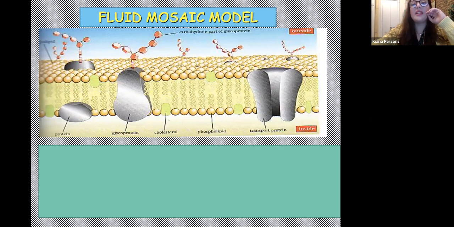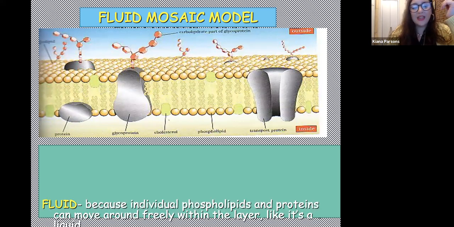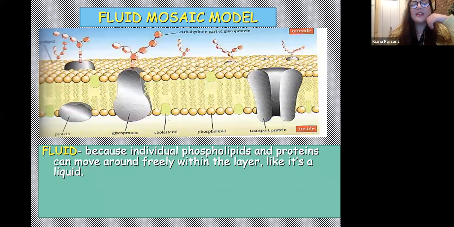So the cell membrane is said to be a fluid mosaic model. And what does that mean? So fluid, because individual phospholipids and proteins can move around freely within the layer like it's a liquid. So these protein channels aren't necessarily fixed, and they aren't necessarily in the same place all the time. Especially remember when we looked at animal cells, right? They're round, they're moving, and they are not fixed. So there is a fluid aspect to this.